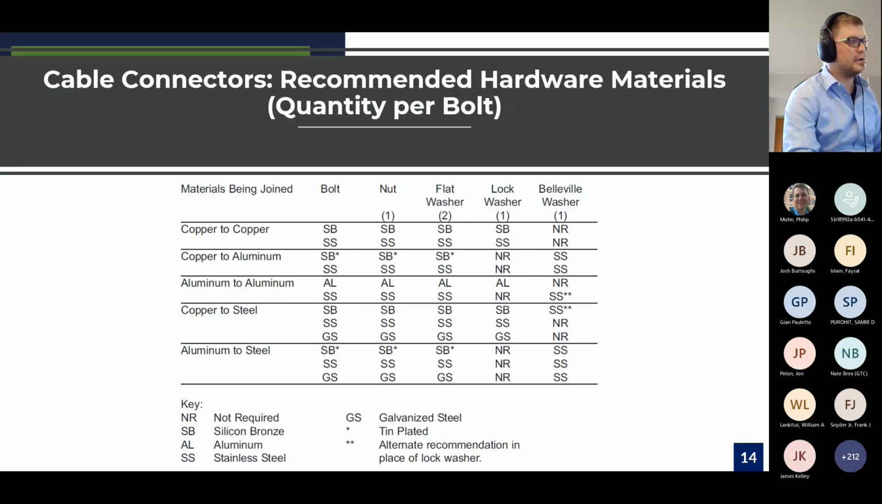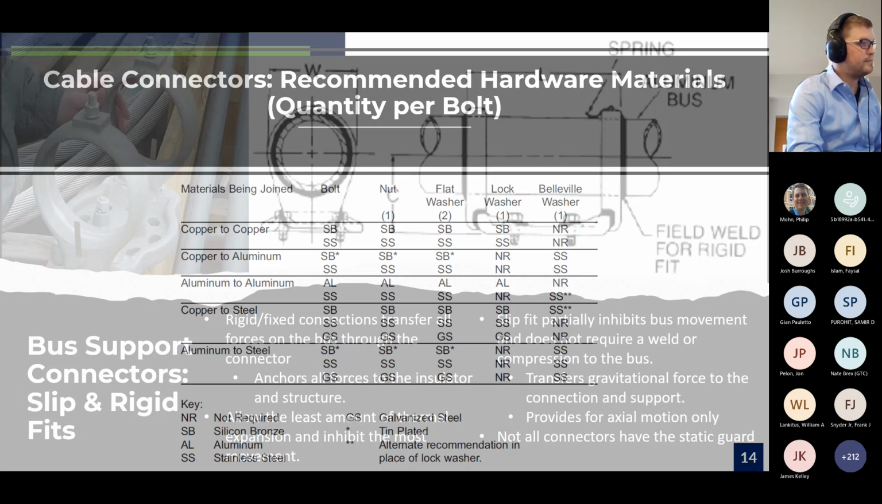So always consider the option of choosing stainless steel, because if you order, say, an aluminum connector and you don't specify stainless steel, they're going to send you aluminum nuts, bolts, and all that. It's just something to think about for the future.